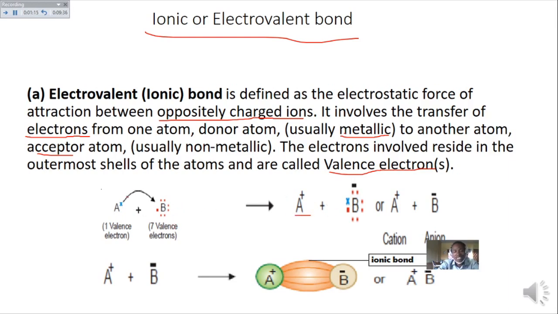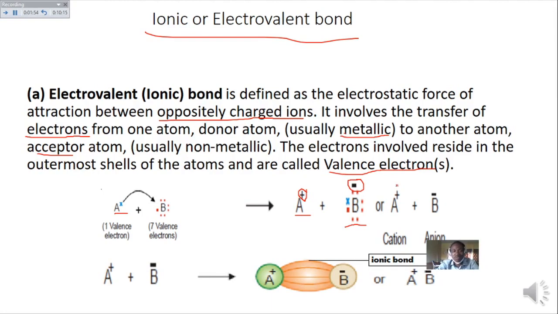And what happened? Because A is giving out its electron, it becomes plus. This is what we call a positively charged ion. You won't call it an atom again. It has become what we call an ion, a positively charged ion. And because this donor is donating its electron, B is receiving an electron. And how many electrons is it receiving? It's receiving one electron. That's why it has to carry negative one, and it becomes a negatively charged ion. Now, that is what we call oppositely charged ions.